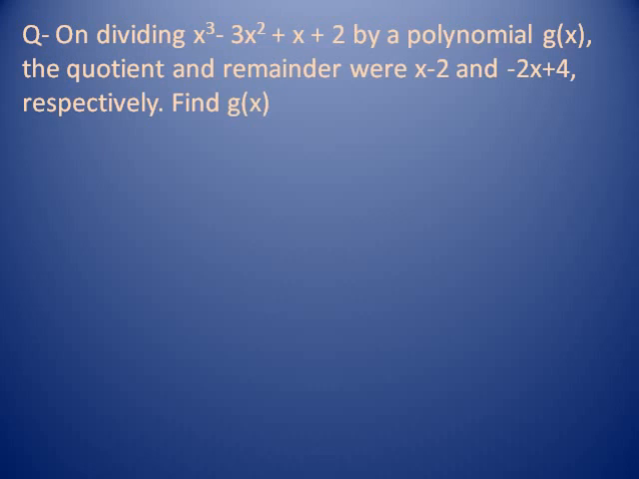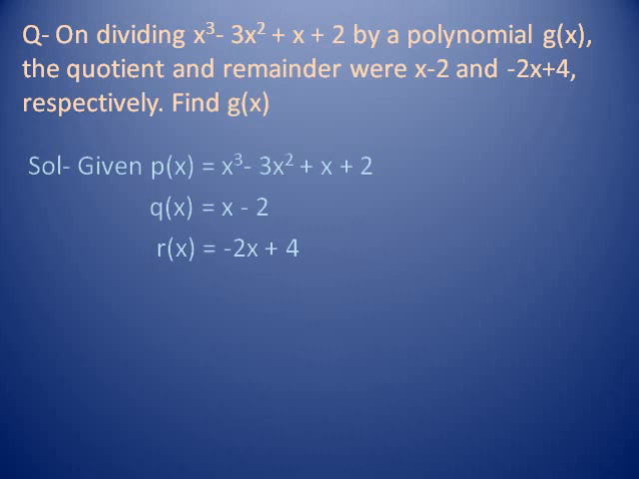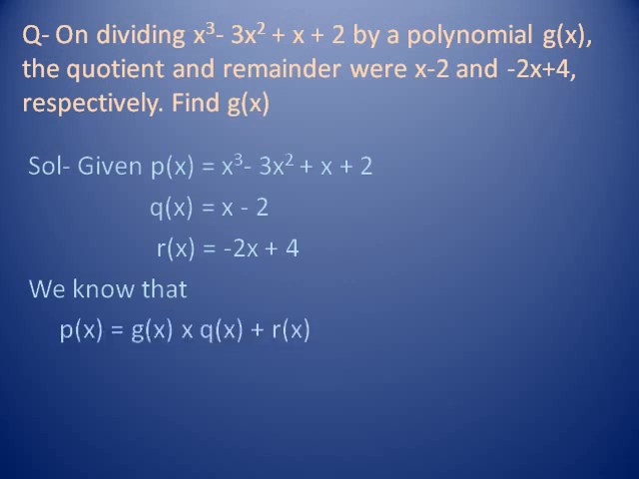We know the division algorithm, and we are going to use it here. Given px equals x cube minus 3x square plus x plus 2, qx, the quotient, is given as x minus 2, and rx, the remainder, is given as minus 2x plus 4. So we need to find gx. We know that px is equal to gx multiplied by qx plus rx, which is the division algorithm for polynomials. Among these we have px, qx and rx. We have to find gx.